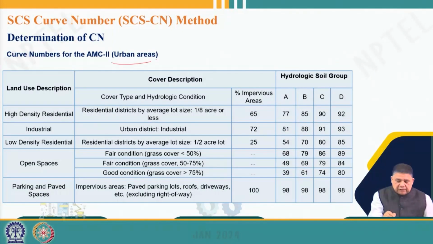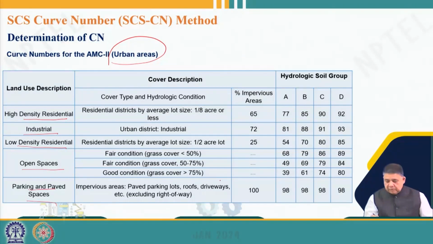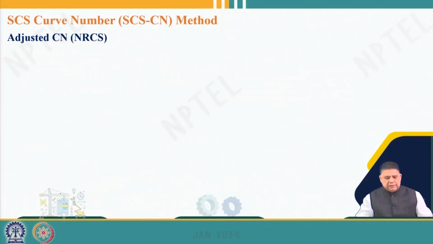And this table is for urban areas. A similar table here, where the land use description will change, that is high density residential, industrial, low density residential, open spaces, parking and paved spaces. Obviously, parking and paved spaces are 100% impervious area. So, you will find that the curve number is almost 98. That means, as we said, 100 means 100% of precipitation gets converted into runoff. But here the value is almost 98, so 98% of your precipitation will get converted into runoff. That is what it means. For industrial, similarly, the values will change from residential to parking or paved areas. So, this is for urban areas.